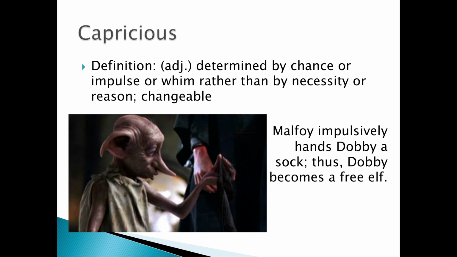So your first word is capricious, and capricious is an adjective meaning determined by chance or impulse or whim rather than by necessity or reason. It also means changeable. And so an example is from Harry Potter when Malfoy impulsively hands Dobby a sock. Thus, Dobby becomes a free elf.